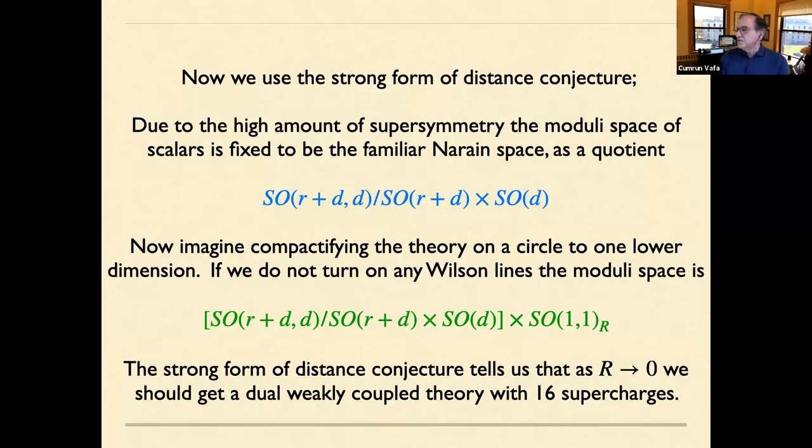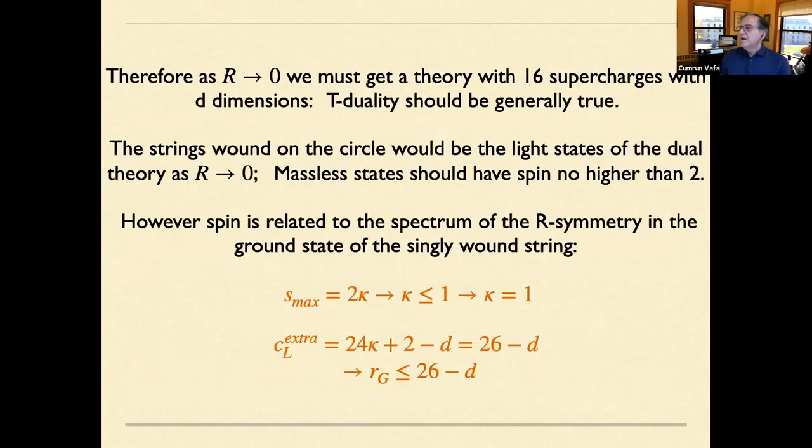That is because R going to zero is infinite distance in the physical units in the R field. Therefore, according to the strong form of the distance conjecture, we should get a weakly coupled theory. This weakly coupled theory must have 16 supercharges. Given that it already has the Narain form, it is at least d-dimensional, and therefore it must be exactly d-dimensional. So as R goes to zero, we must get a theory with 16 supercharges in d dimensions.